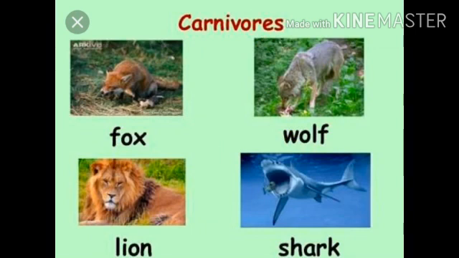Next is carnivores. Animals that eat the flesh of other animals are called carnivores. The word carn means flesh in Latin. Indirectly, flesh eating animals also depend on plants for food, since they eat animals that eat plants.